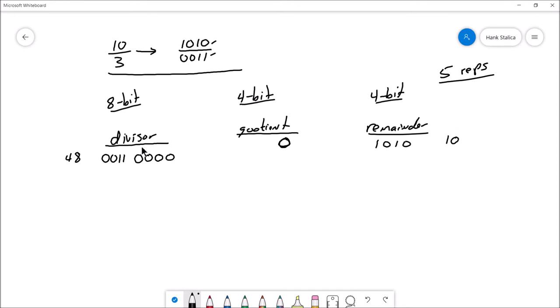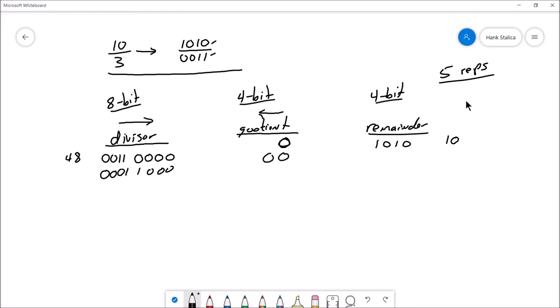So the algorithm for each repetition: you subtract the divisor from the remainder, okay? And if the difference is greater than or equal to 0, then you update the remainder register with the difference. Well, in this case, 10 minus 48 is a negative number. So the remainder register remains unchanged. And once we've had that determination, then we do some shifting. Since the remainder register doesn't get updated, shifting comes next. So the divisor register shifts to the right 1 position, and the quotient register shifts left 1 position.